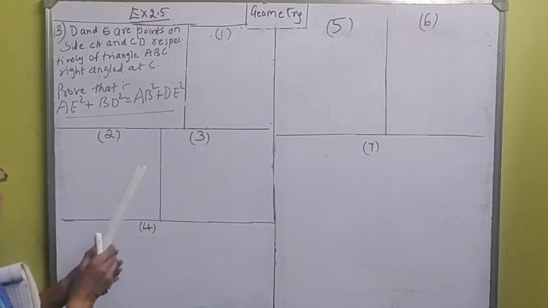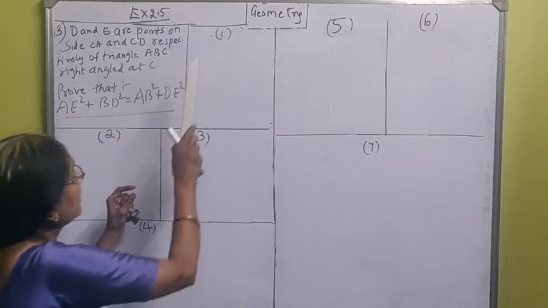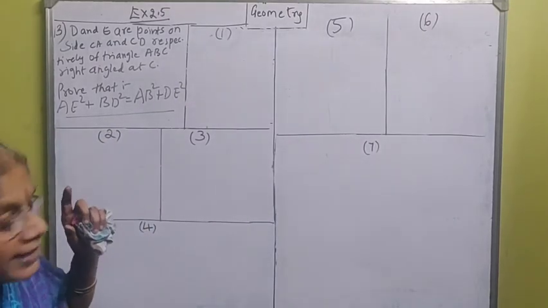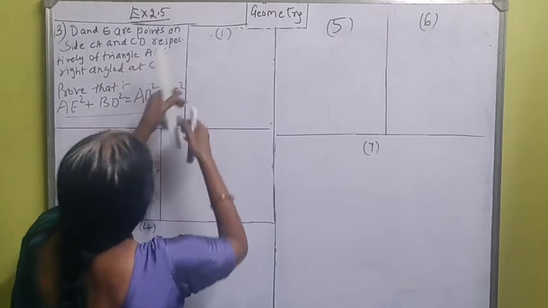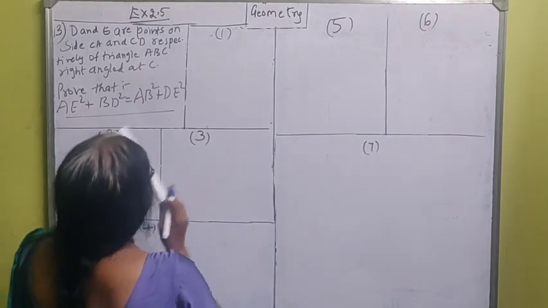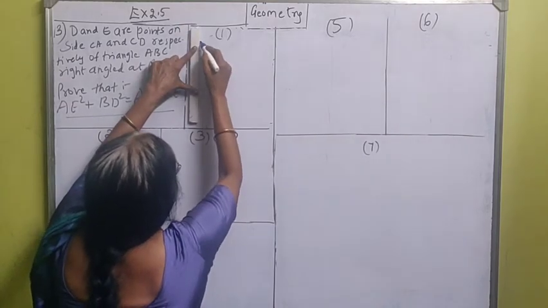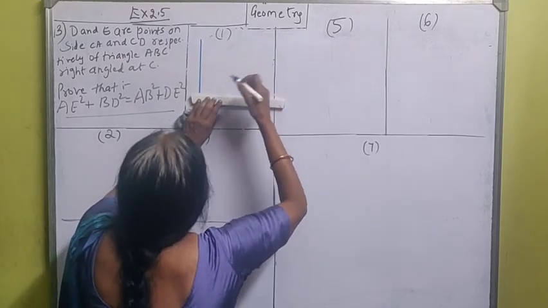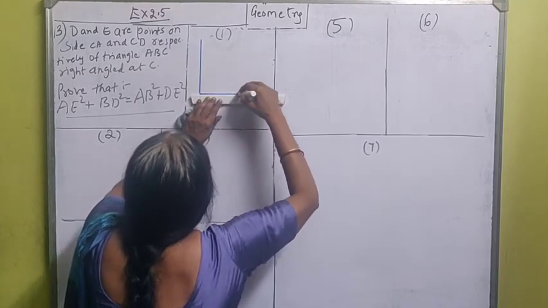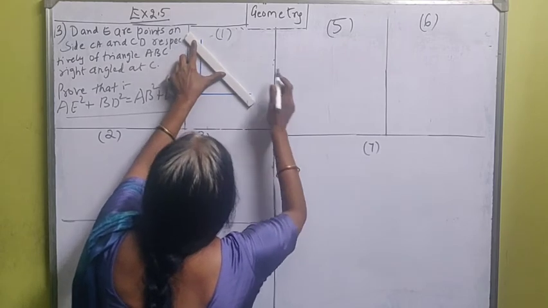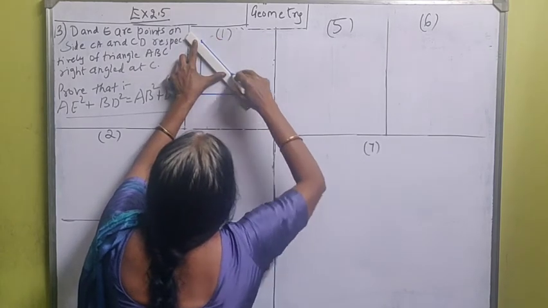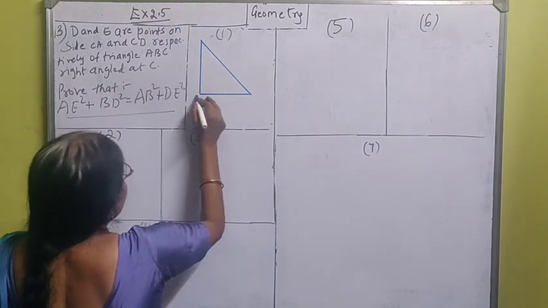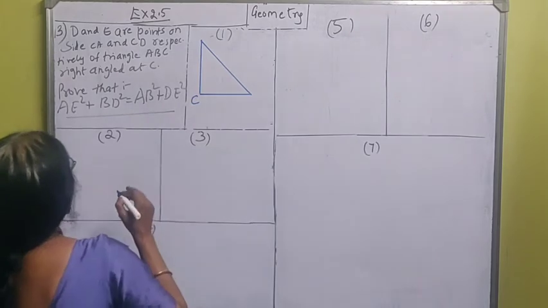What is given? ABC is a right angle triangle, right angle at C. Angle C is right angle. So I am going to draw a right angle triangle. A, then here, C is the right angle.